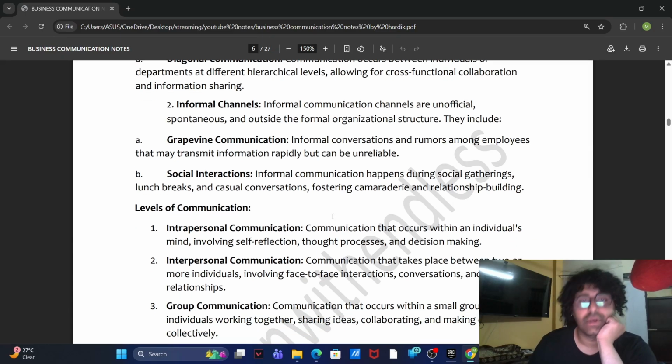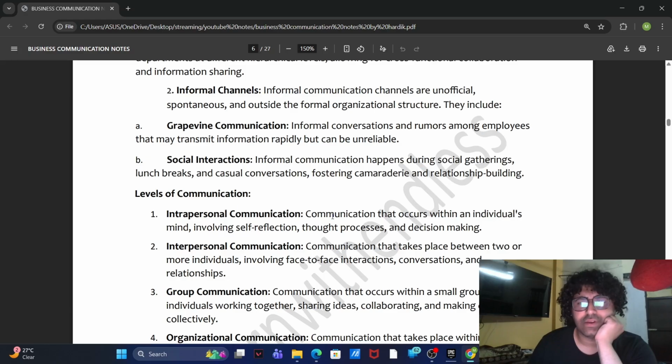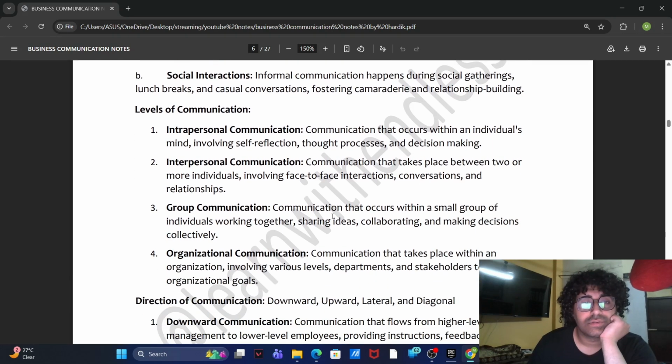Social interaction. Informal communication happens during social gatherings, lunch breaks, and casual conversation, fostering camaraderie, a sense of belonging, and relationship building. Let's discuss different levels of communication. Intrapersonal communication, interpersonal communication, group communication, and organizational communication.